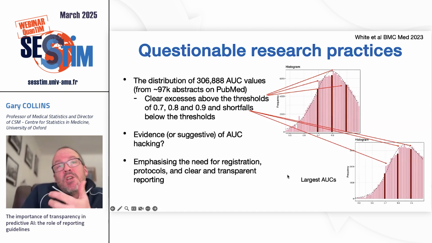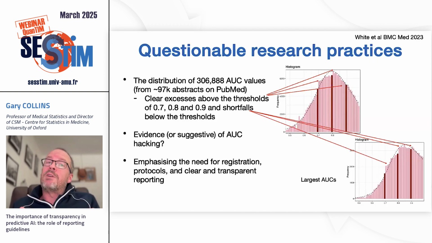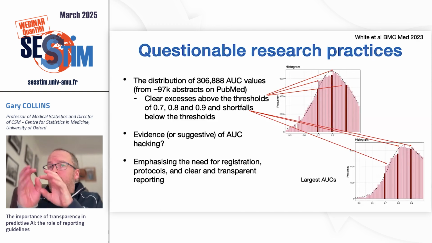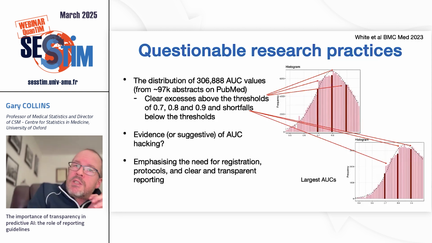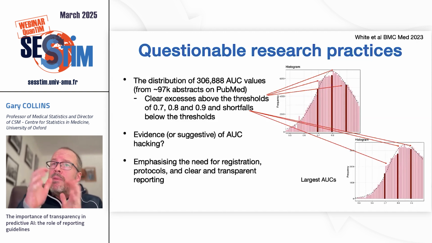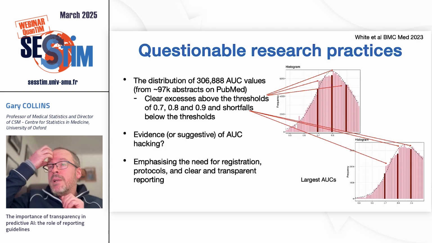Could we circumvent this? Well, if we had registration or protocols, we might be able to circumvent that. We don't know if authors are cherry picking their findings. If we had registration or protocols and transparent reporting, these kinds of patterns might be less pronounced.